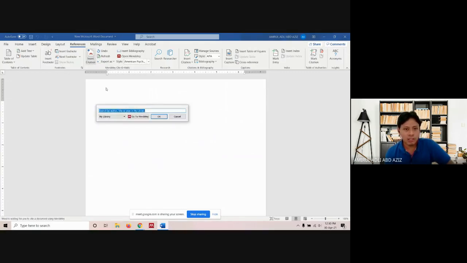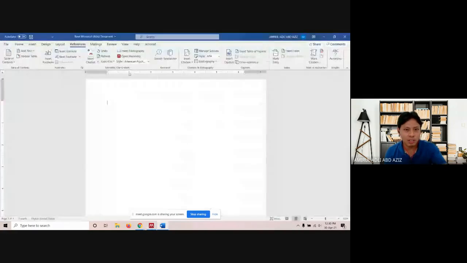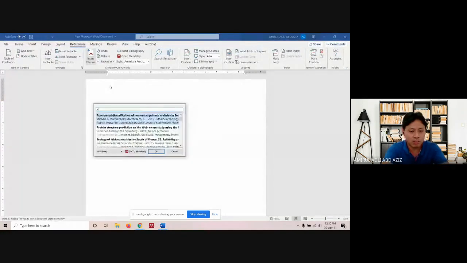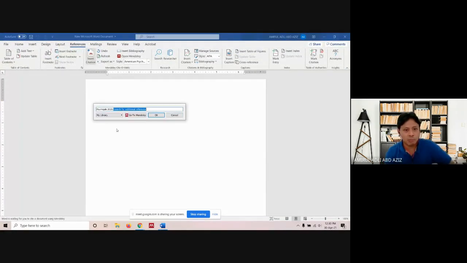So now insert citation, patut tulislah nama orang tadi. Siapa dah nama dia? Purojab. Okay. Insert citation, you tulis Purojab. There you go. So that is the paper.